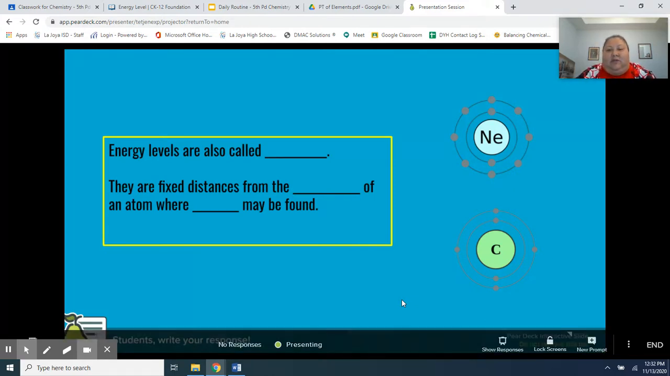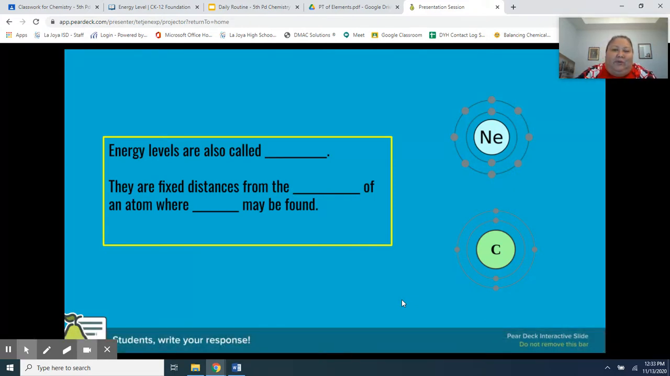Okay, so you have a couple of fill in the blanks. So you're going to be writing a response. You have 3 responses that you're going to give me. So the first sentence says, energy levels are also called blank. What is that second name for energy levels? And then you have another sentence that has 2 blanks. They are fixed distances from the blank of an atom where blank may be found.